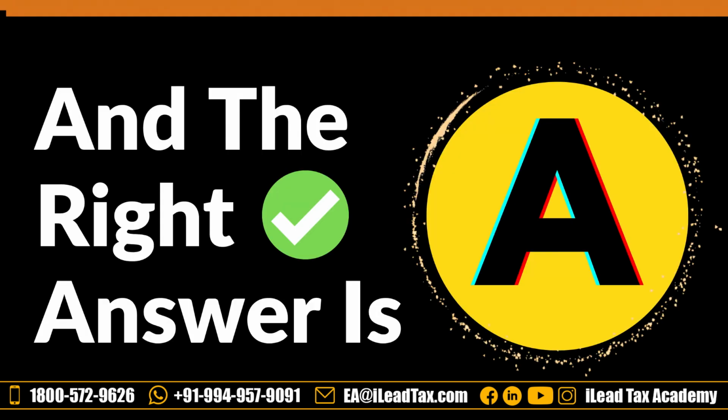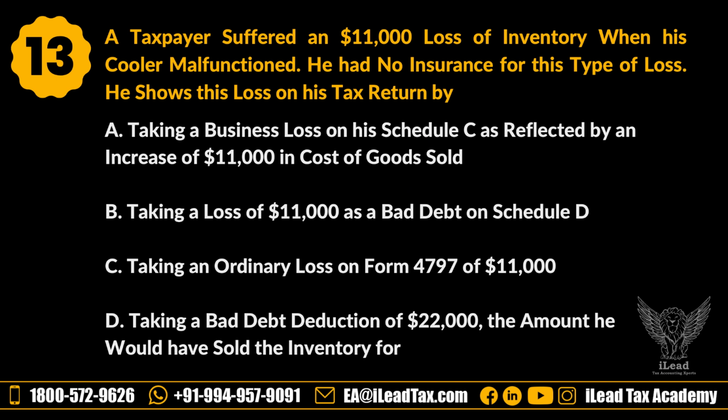The answer is A. Let's see why the other three options are wrong. Option B is incorrect because bad debt typically refers to uncollectible accounts receivable and is not applicable to a loss of inventory due to a cooler malfunction. Option C, Form 4797 is used for reporting the sale of business property, and the loss of inventory due to a cooler malfunction does not involve the sale of property. So option C is wrong. Option D, the loss is related to inventory, not bad debts, and the amount of deduction should reflect the actual loss suffered, which is 11,000, not the potential selling price. So the correct answer is A.